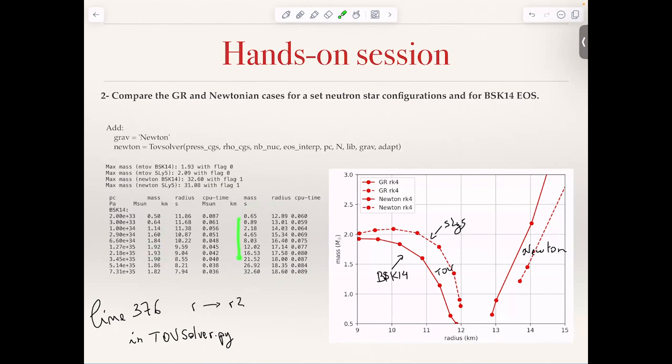But now if we solve the Newtonian equations, you see that the mass increases and it doesn't bend down. And you also have some big differences for the radius, which you observe here. So the radii are different. Is it clear for everybody?